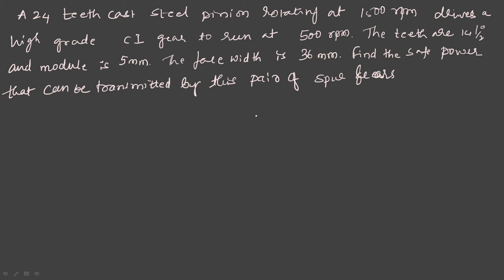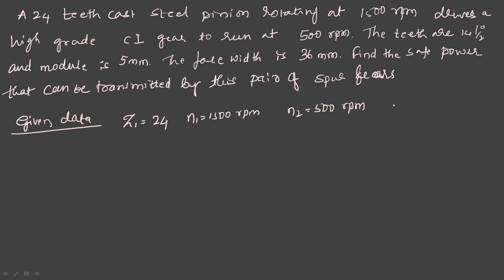Okay, note down the first given data. Z1 equal to how much? 24. N1 equal to 1500 RPM and N2 equal to 500 RPM.